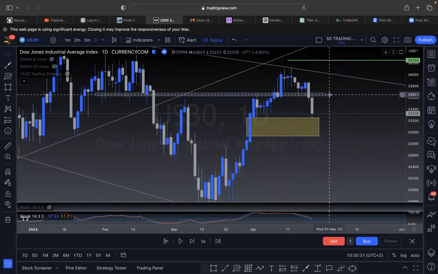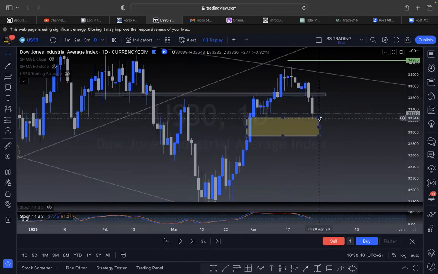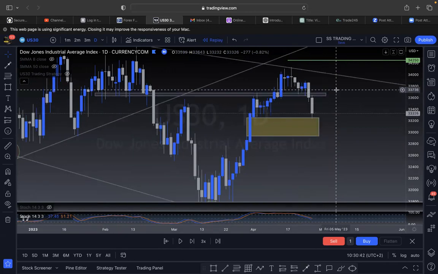So just to note, 33,650, or 33,700 in fact, was a more accurate level of resistance. So we were looking for buys, and we were looking at the 33,750 area to get out of our buys or secure profits at that level.